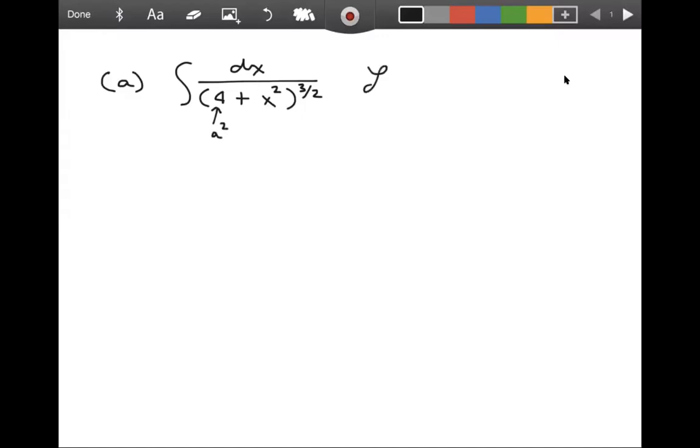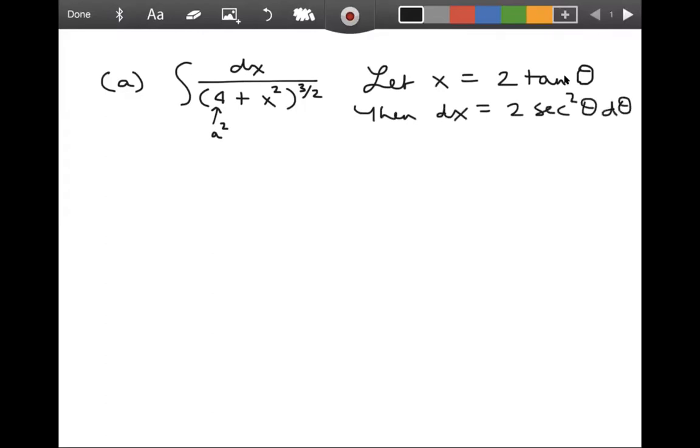All right, so we're going to let x equal 2 tangent theta, which is going to make dx 2 secant squared theta d theta. All right, so now we have to make sure that all of the pieces of this integral are in place.